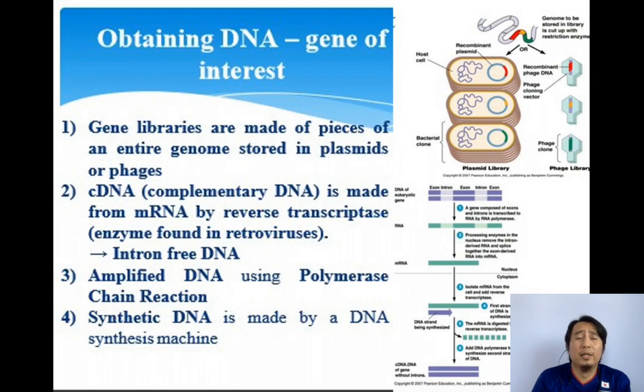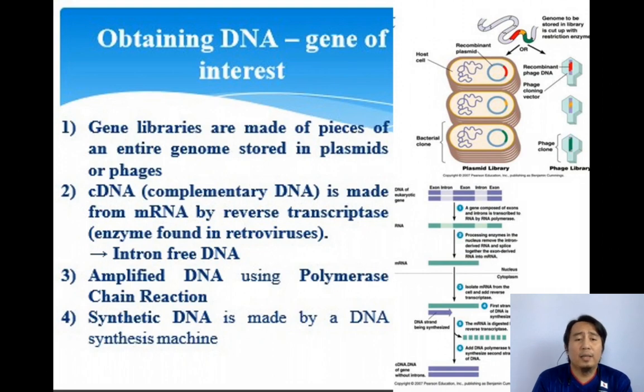The second one, you can obtain the DNA of interest from cDNA. We call it complementary DNA. I hope that everyone still remembers the meaning of cDNA. It is made from mRNA by reverse transcriptase, an enzyme found in retroviruses. This mRNA, as I already explained to you, is intron-free. So there are no introns, only exons in the cDNA.